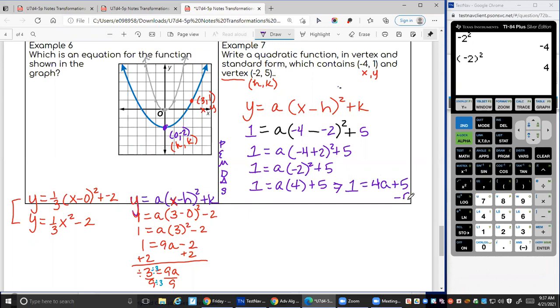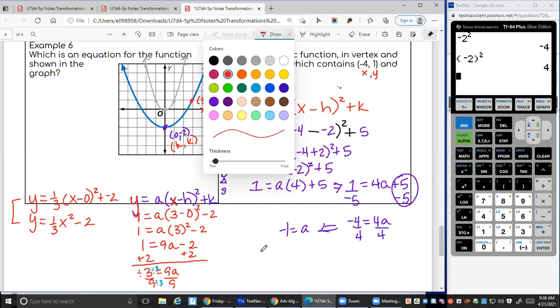I'm going to subtract 5 from both sides. This is just simply solving for a variable. There's my 0, right? And I've got 1 minus 5, that's -4. And last, we divide by 4, and a will equal -1. Yes. Any questions on how I did that?